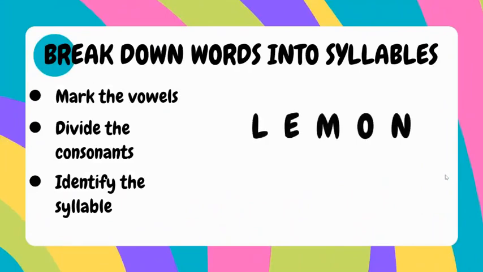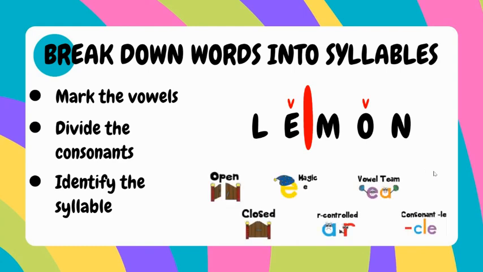Lastly, we have limit. Identify the vowels, divide the consonants up. Then we have our scholars separate the word. We ask ourselves, is this a consonant plus LE, vowel teams, controlled R or magic E? No. Okay. Well, as we split it up, we know this syllable ends in a vowel, which makes it open. This syllable ends in a consonant, which makes it closed.